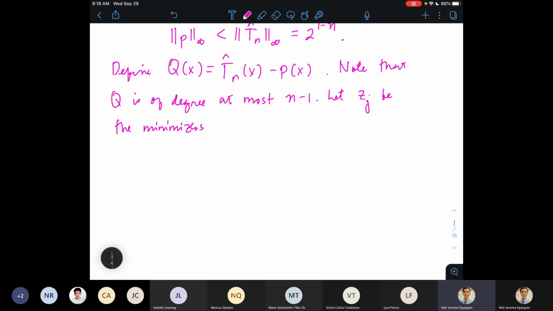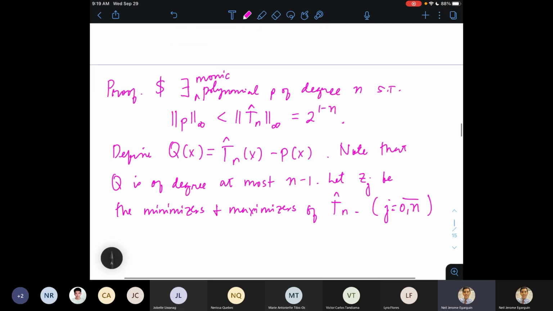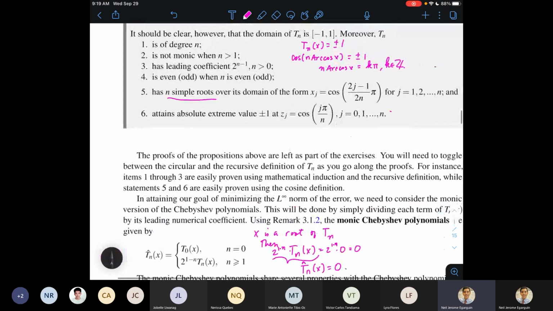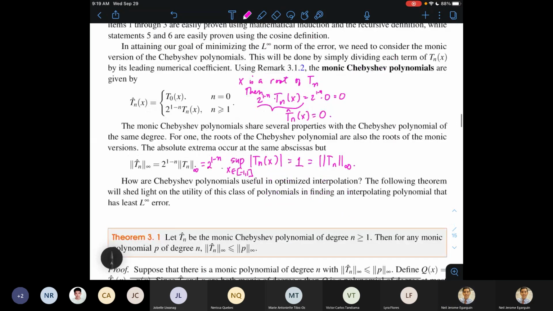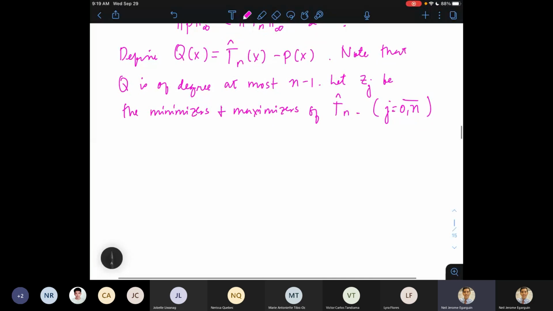Not just the minimizers and maximizers of T hat sub n, right? So the ζ_j are the maximizers and minimizers of the monic Chebyshev polynomial, right? So we know here j goes from 0 to n. We go back to Theorem 3.2. These are the ζ_j that are the maximizers and minimizers of the monic Chebyshev polynomial, j goes from 0 until n. Okay. So these are also the ζ_j that I will be using here.